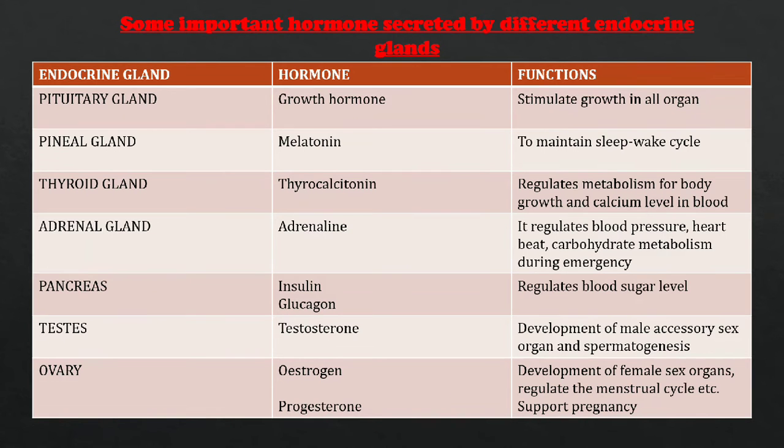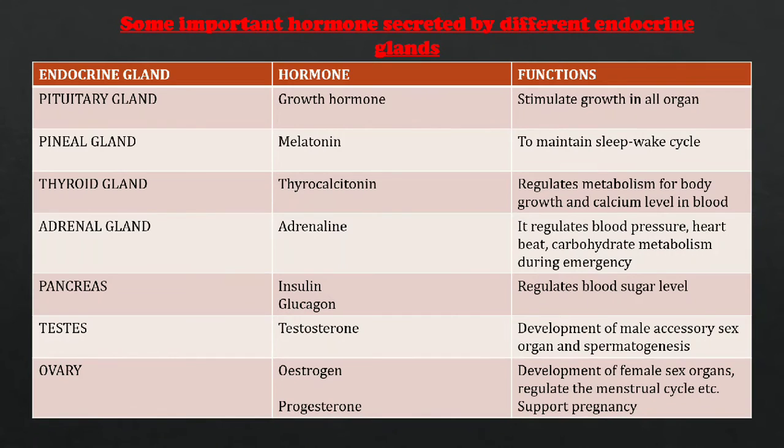Some important hormones secreted by different endocrine glands are: first is the pituitary gland. It secretes the growth hormone. Its function is to stimulate growth in all organs. Second is the pineal gland. It secretes the melatonin hormone. Its main function is to regulate the sleep and wake cycle in human beings. Third is the thyroid gland. It secretes the thyrocalcitonin hormone, and its function is to regulate metabolism for body growth and calcium level in the blood.